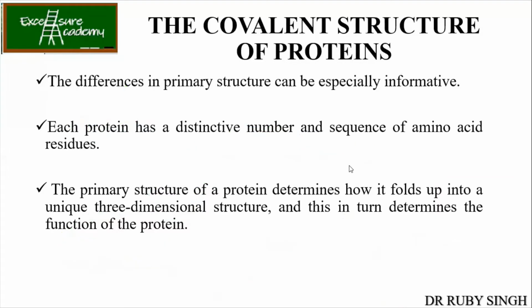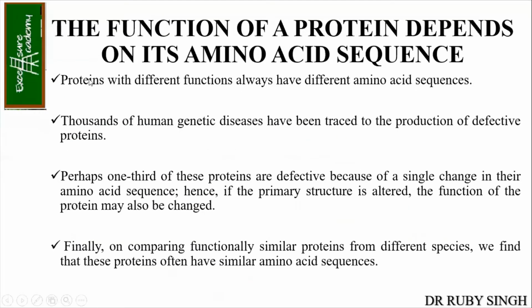Stop me if you're not able to understand. Okay, now the proteins with different functions always have different amino acid sequences, obviously. So if you have two similar proteins, it means what? They are going to have a similar amino acid sequence also. Now if you take insulin from human and insulin from pig, what do you see? We saw that the insulins have a similar amino acid sequence. The insulin structure was similar.